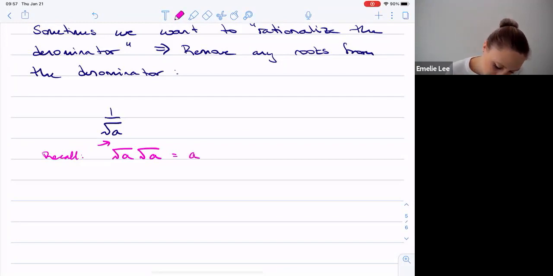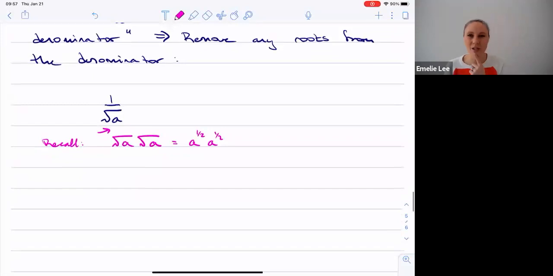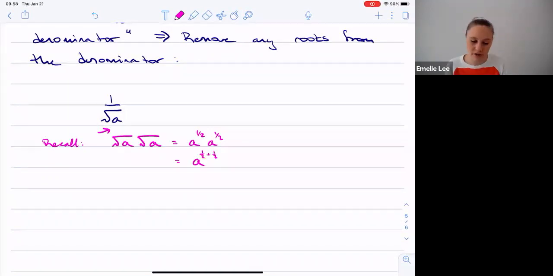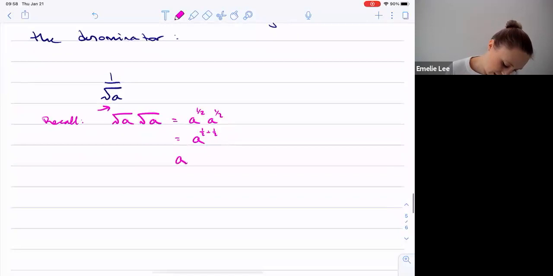But what it is technically is A to the 1/2 times A to the 1/2. I've got the same base, right? And then I'm going to add those exponents, which is going to be A to the 1/2 plus 1/2. I've got that common denominator of 2, so I've got 2 over 2, which is just going to be A to the power of 1.